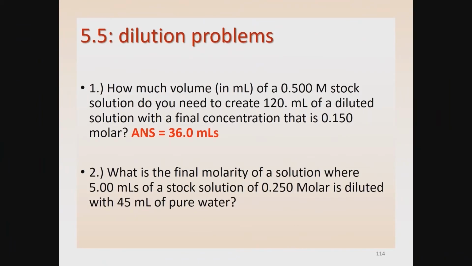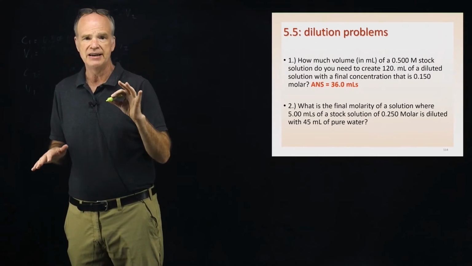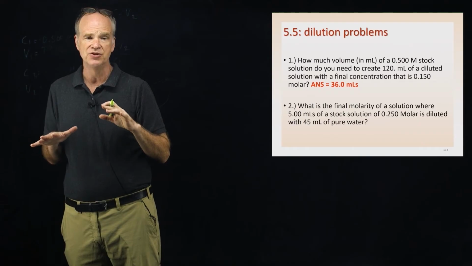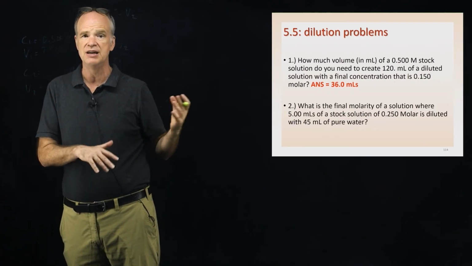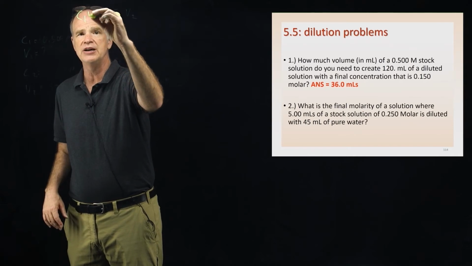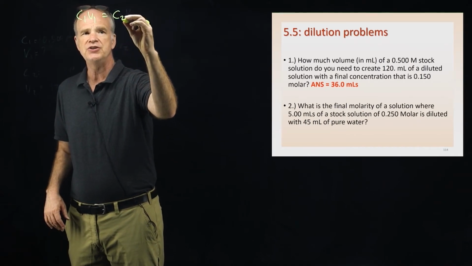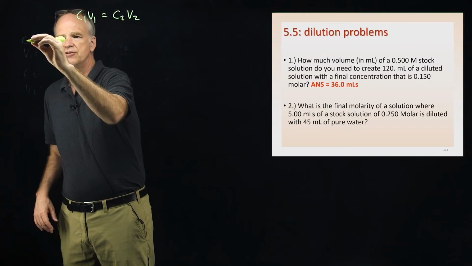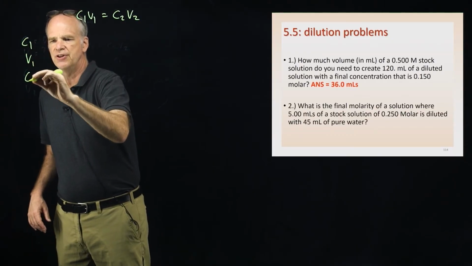Okay. So what is the final molarity of a solution where 5 mL of a stock solution of 0.250 molar is diluted to 45 milliliters of pure water? Okay, so again, it sounds like a problem where we're taking a stock solution and diluting it into a new dilute solution. So we need that formula again, C1 times V1 is equal to C2 times V2. So let's assign variables and see where that takes us.